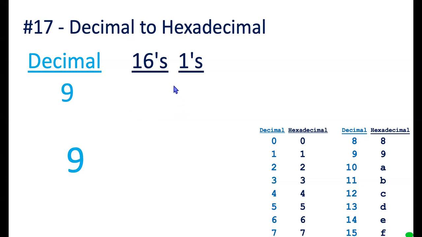Okay. Now let's use our little money system again. I can give you $1 bills or $16 bills. And I can give you 0 to 15 of each. 16 total numbers I have. Well, I'm not going to give you any $16 bills. But how many $1 bills can I give you? I can give you 9 $1 bills. Again, we're talking hexadecimal here. 9 $1 bills. Now I don't owe you any money.